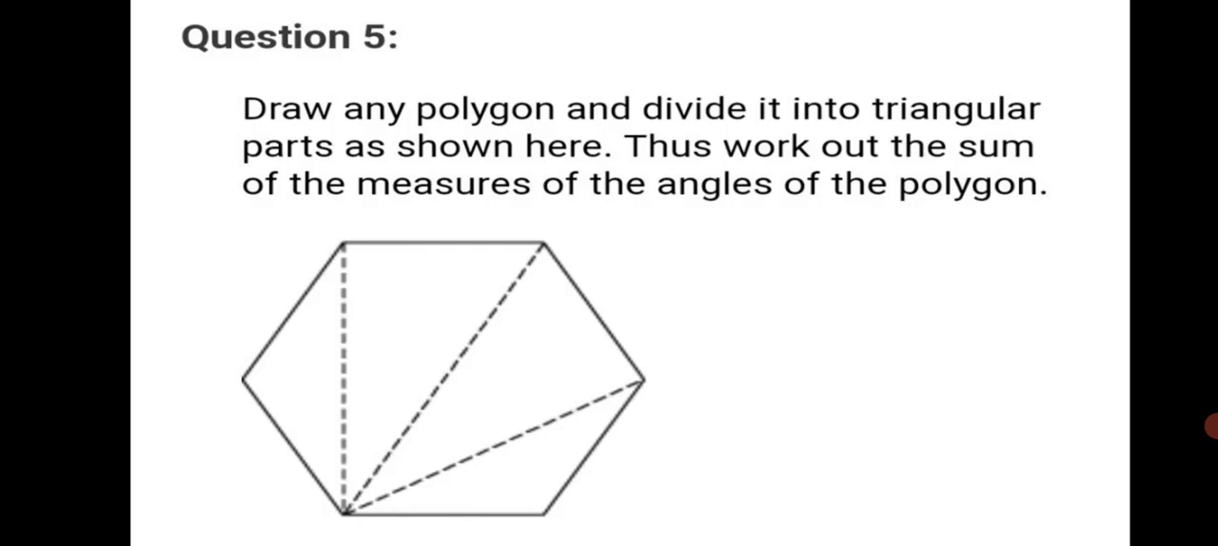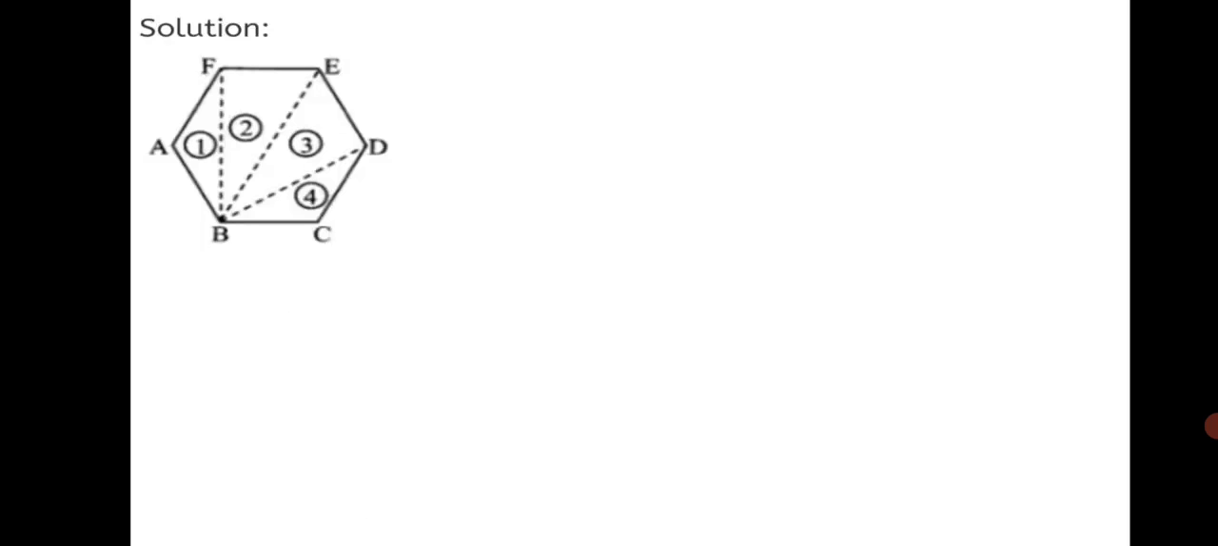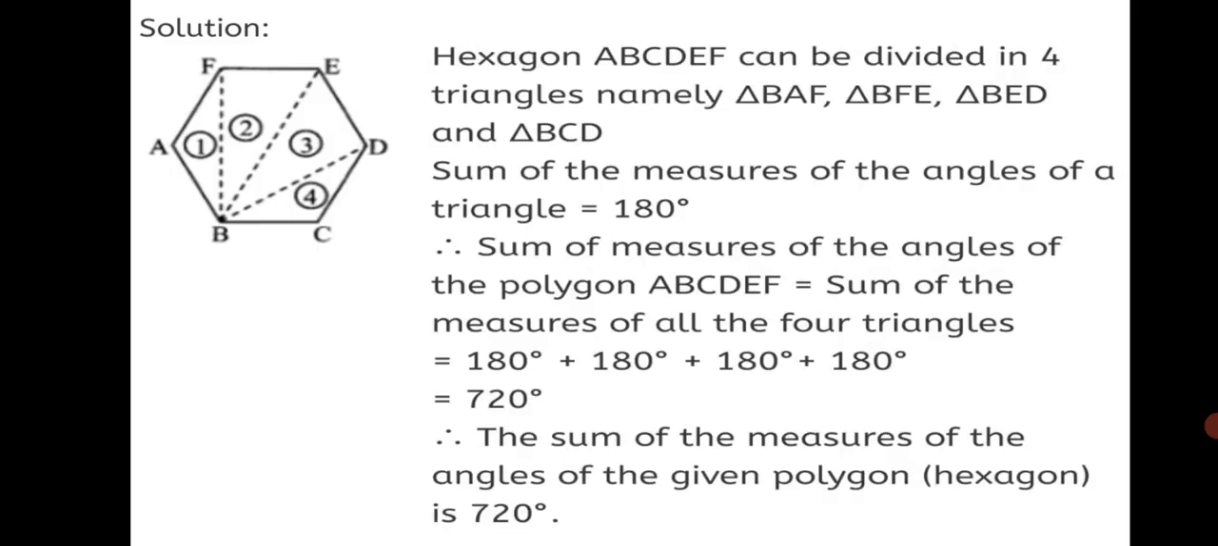So to find the sum of the measures of the angles of the polygon, we should know the measure of each triangle. We know that the sum of the angles of any triangle is 180 degrees. That means if we add 180 degrees 4 times, we will get the sum of the measures of the angles of this polygon. So let's have a look at the solution. Let's name each triangle as 1, 2, 3 and 4 separately and give the vertices alphabets A, B, C, D, E, F.